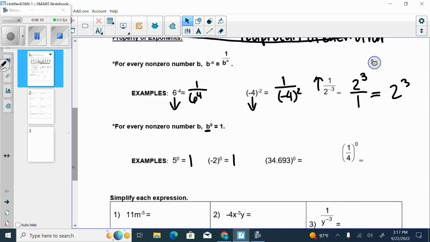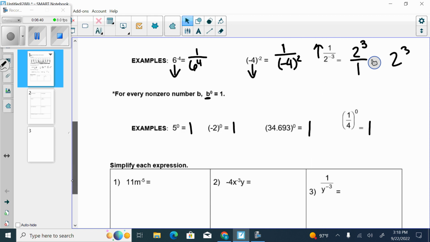What about 34.693 raised to the 0 power? Just 1. What about 1/4 raised to the 0 power? Just 1. Okay. So anytime you have an exponent that's 0, it turns the whole thing into just 1. All right. Okay. So our new rules are: if it's a negative exponent, move it up or down, opposite of where it is. And if it's raised to the 0, it's just 1. Okay. So let's look at a few examples here.